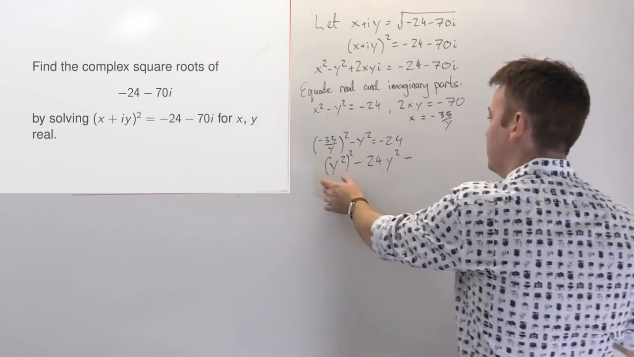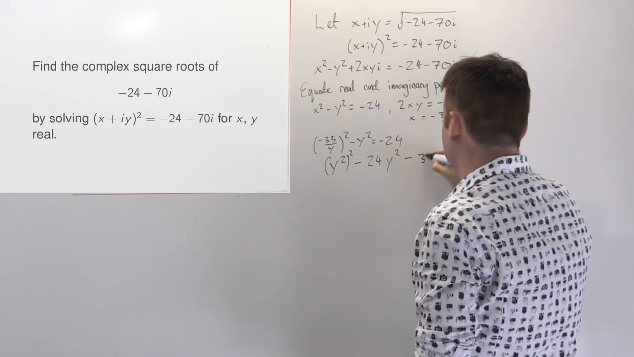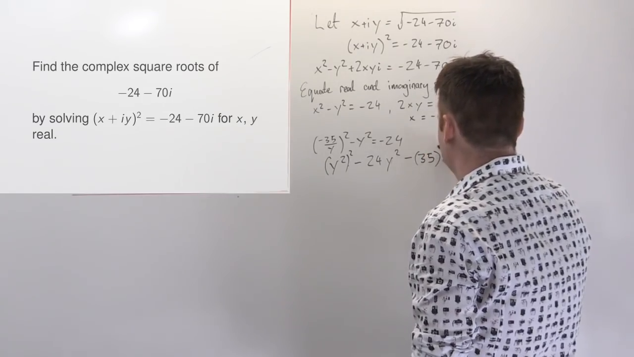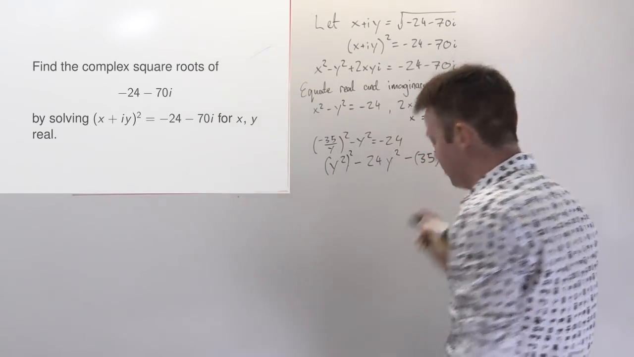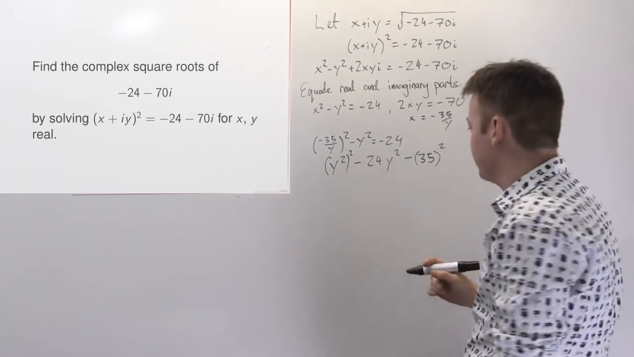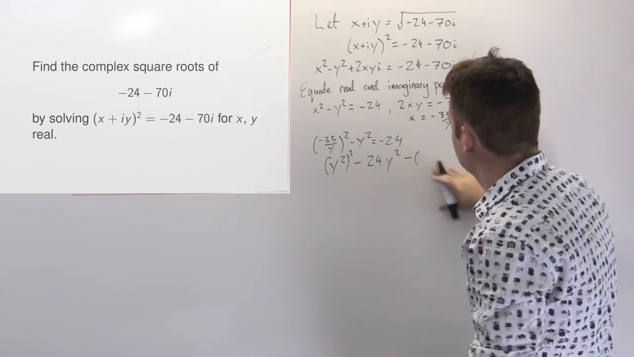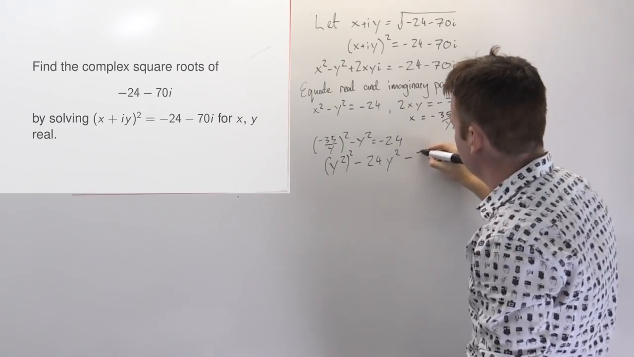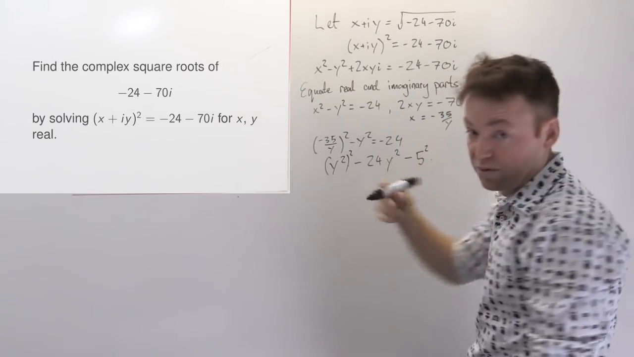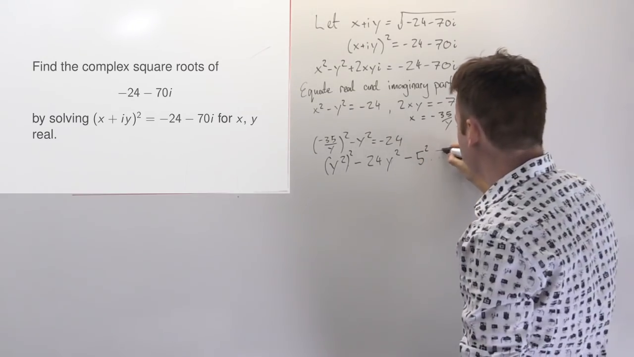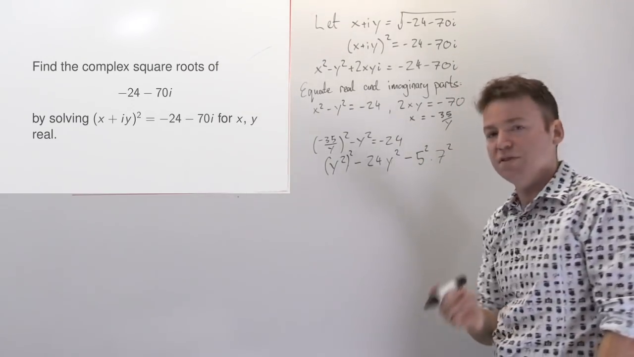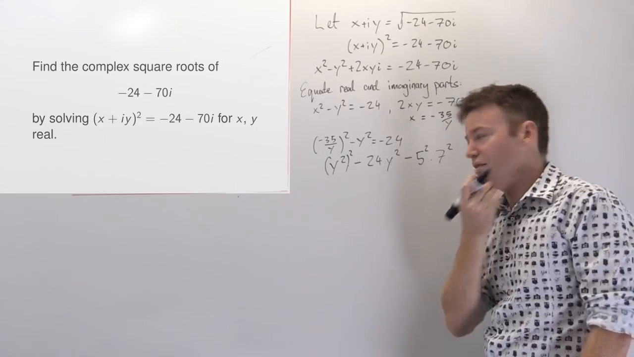And minus 35 squared. 35 is 7 times 5, so I'll write it as 5 squared times 7 squared. Suggestively, as 5 squared times 7 squared.